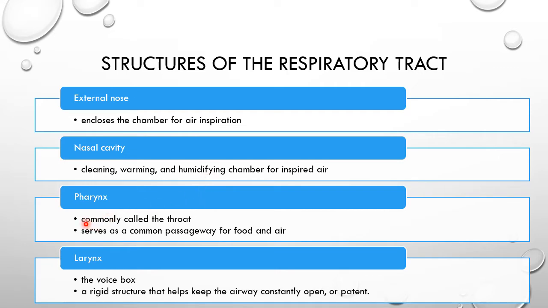And then the pharynx, which is called the throat, would serve as the common passageway for food and air. So at the level of the pharynx, both food and air pass through. Now the larynx is what we call the voice box. This is a rigid structure that helps keep the airway constantly open or padded. So here at the larynx, after your pharynx, the larynx would normally permit only air.